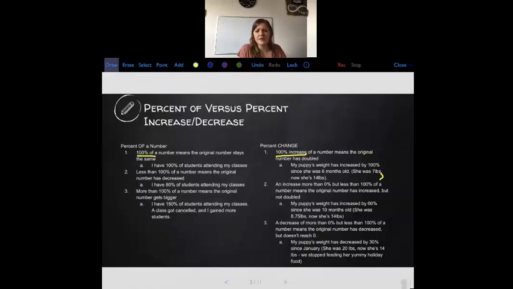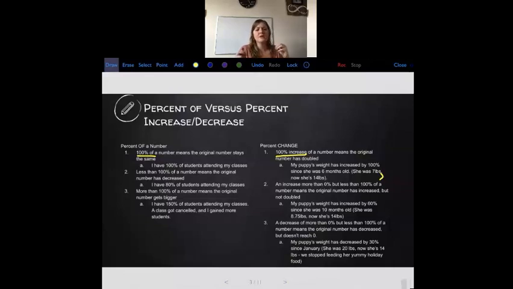An increase of more than 0% but less than 100% means that the original number has increased but not necessarily doubled. So for instance, my puppy's weight has increased by 60% since she was 10 months old. She was 8.75 pounds, now she's 14 pounds. So there's a bit of an increase, but it hasn't doubled since she was 10 months old. And then a decrease of more than 0% but less than 100% means that the original number has decreased but hasn't necessarily reached zero. So my puppy's weight has decreased by 30% since January. She was 20 pounds, now she's 14. We stopped feeding her holiday food.